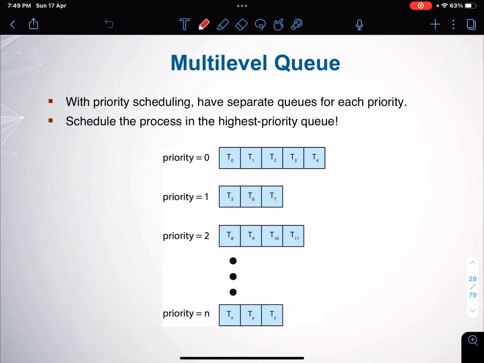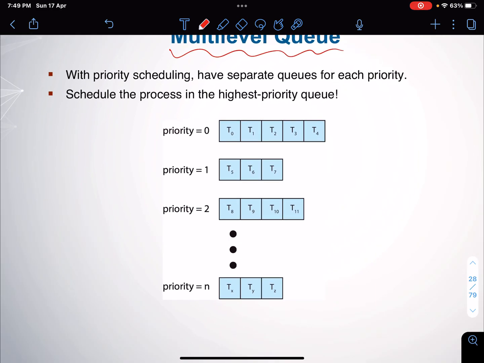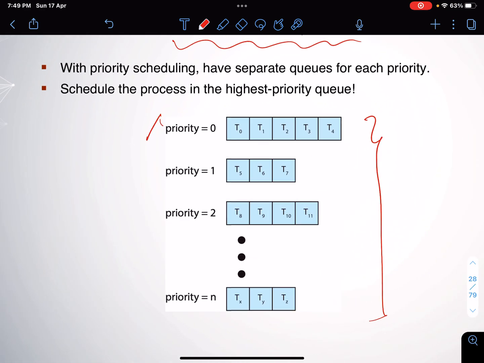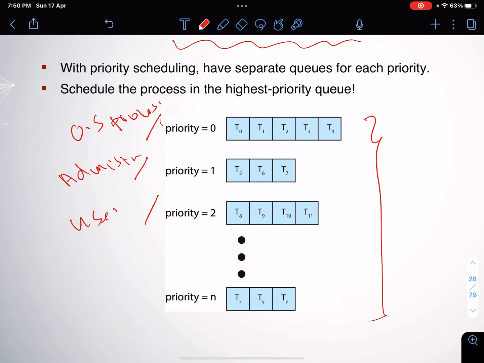Now, we're going to be starting with multi-level queue. The idea behind multi-level queue is to classify tasks based on priority or type. So the first queue could be something like operating system processes. The next would be something like administration, and the next something like user processes. So different types or priorities.